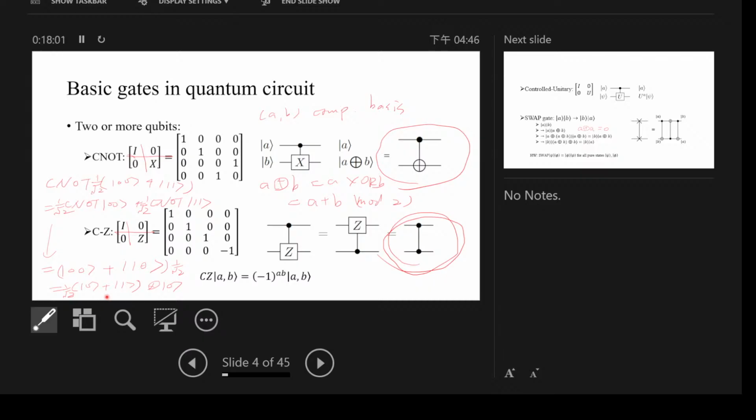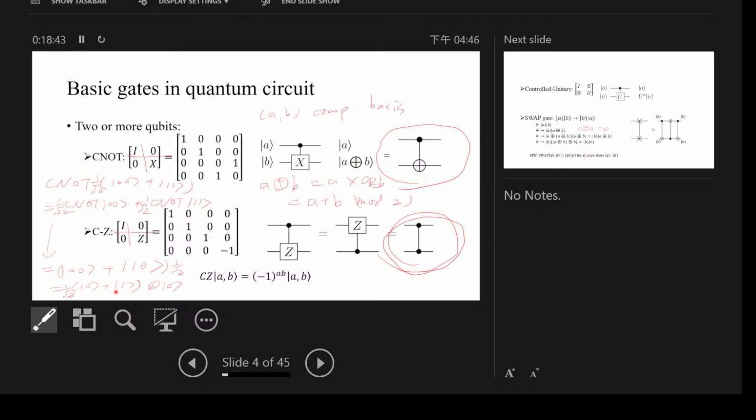Also here we see something a bit funny about the circuit notation. The circuit has the input state on the left-hand side, and you apply gates toward the right-hand side, so time goes to the right. But when you write the equation, the input is on the right-hand side and the output on the left-hand side. This is a bit confusing, so don't mix it up. The left and right ordering when you write down an equation and when you write down a circuit is reversed, and sometimes it's a bit confusing.